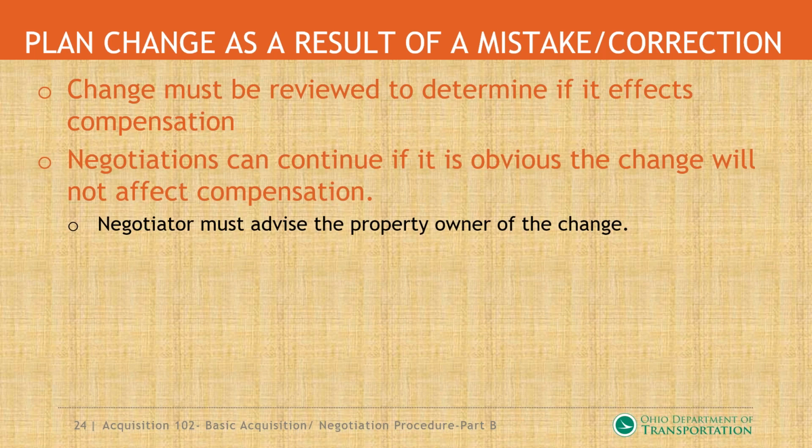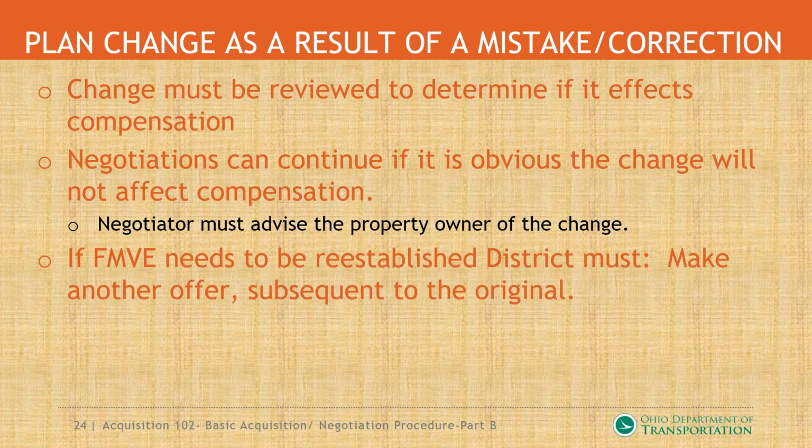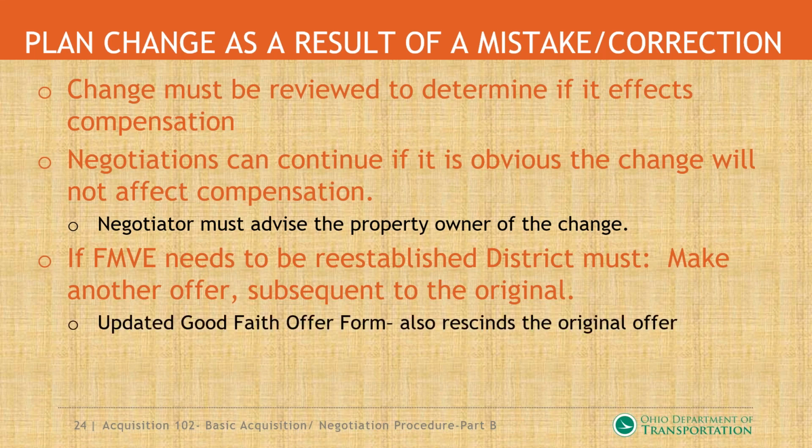Negotiations can continue if it is obvious the change will not affect compensation. The negotiator must advise the property owner of the change. If the fair market value estimate needs to be reestablished, the district must make another offer subsequent to the original offer. So that's what we talked about in the first class. It's going to be either the revised good faith offer or the updated good faith offer. If it were a result of a mistake or a correction on the agency's part, it would be an updated good faith offer, which also rescinds the original offer.